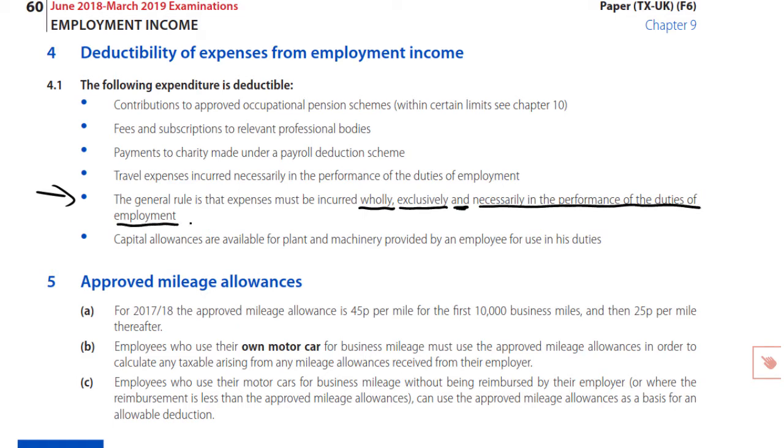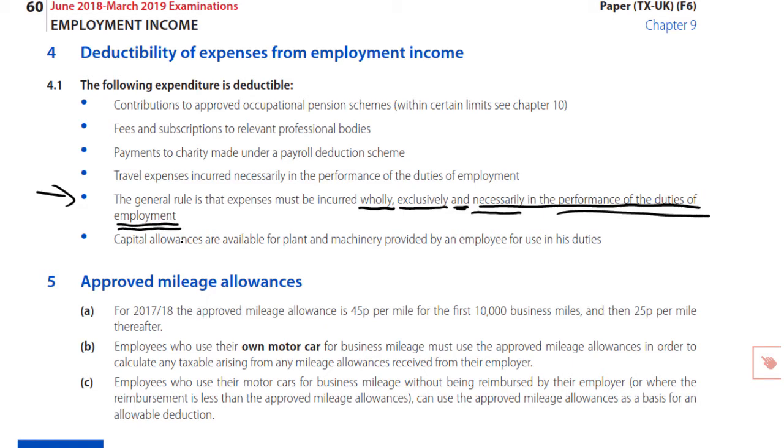Now, back when we looked at trading income, when we got introduced to it in Chapter 4, what we saw there in the so-called adjustment of profit process for the unincorporated, the self-employed trader, was that expenses to be allowable simply needed to be incurred wholly and exclusively for the purpose of the trade. Now, it is more difficult, because now it's not just wholly and exclusively, it is also necessarily in the performance of the duties of employment.